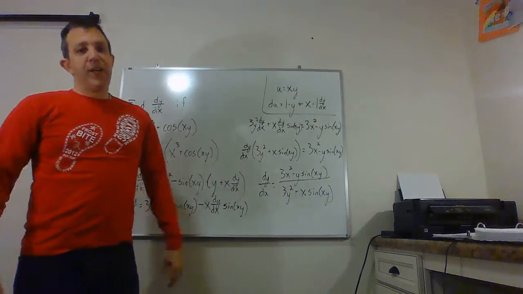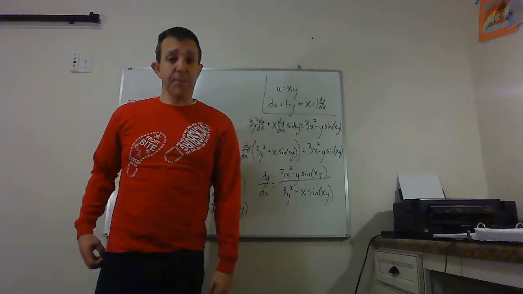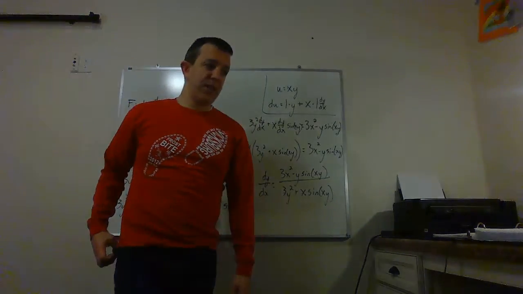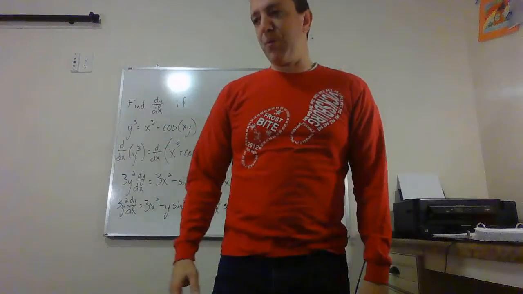There you go. That one's a big, ugly disaster. If you can find your way through that one, you're probably going to be just fine with implicit differentiation. So I've got more because we're not done yet. So hang on for the next board.